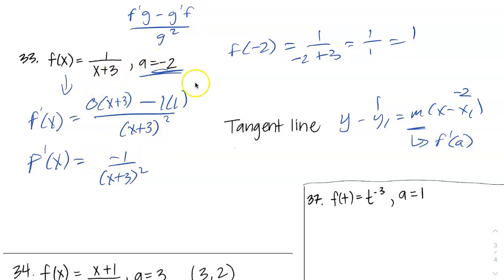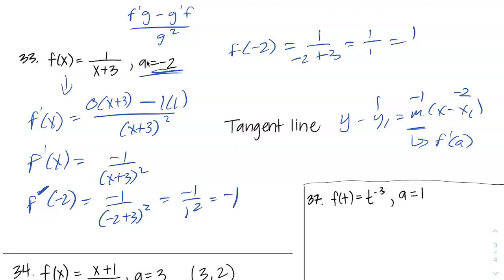Now that's good. Always remember, don't ever put this as your m. That's not your m. Your m is at a certain value. So we're going to sub in negative 2. So negative 1 over negative 2 plus 3 squared, so negative 1 over 1 squared. So negative 1. So m is negative 1. So there we go.